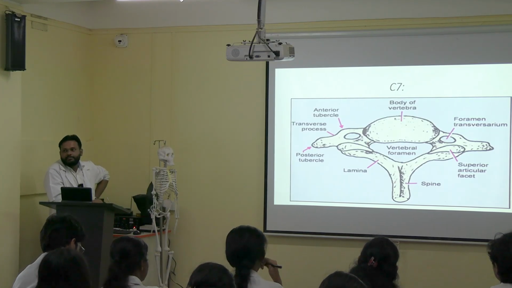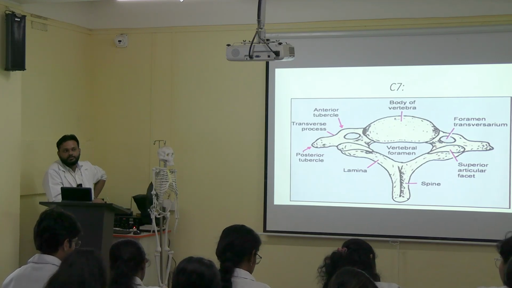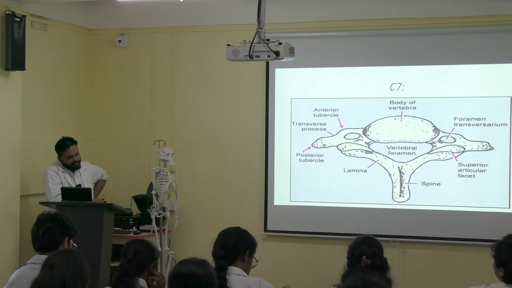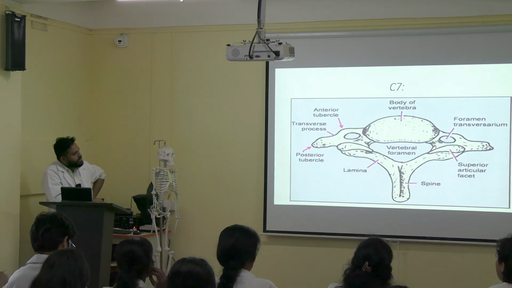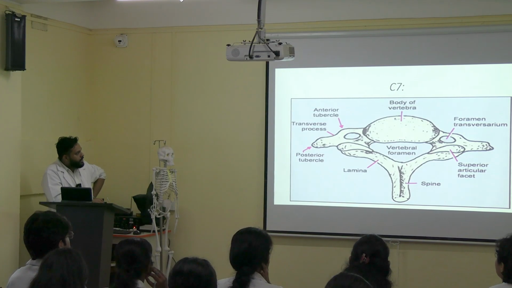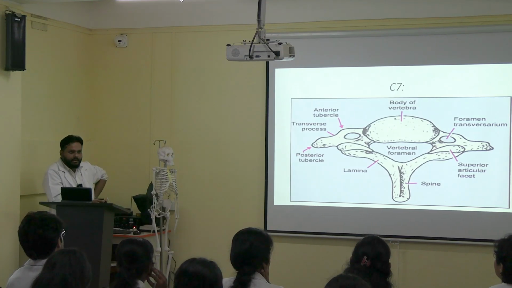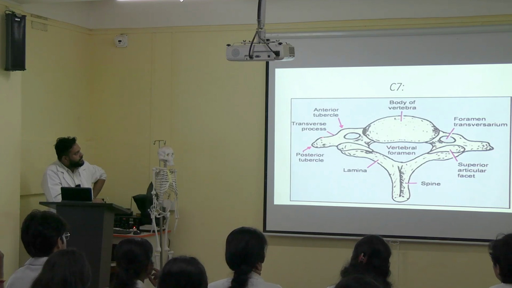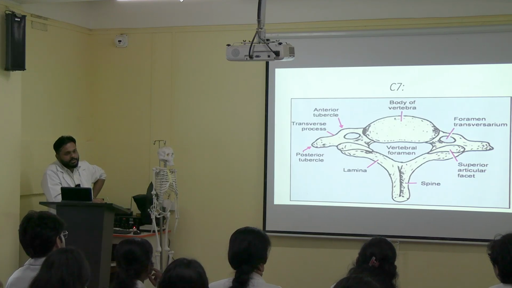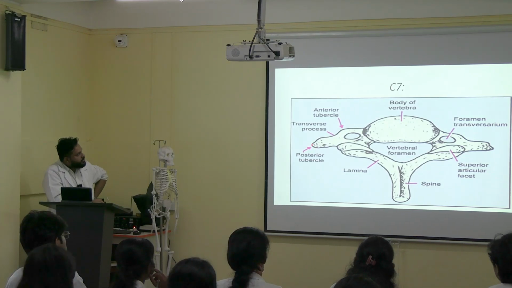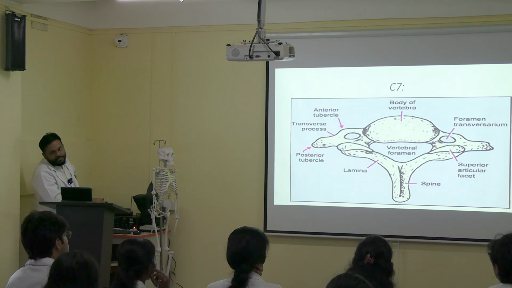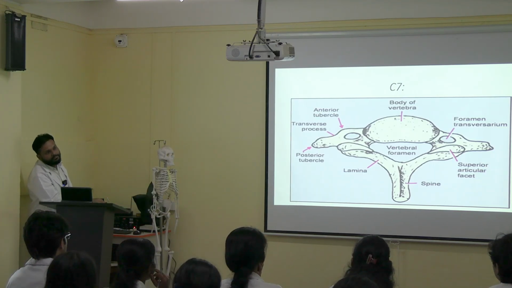Now the C7. Please take a picture of this one. Again, all the parts are the same. What is this part? Body of the vertebra. This is the vertebral foramen. This part, lamina. This is the superior articular facet. These are the transverse processes. The foramen is the foramen transversarium. This one is the posterior tubercle, and this one is the anterior tubercle. Can you tell me any difference from C1 and C2 that you can see here?